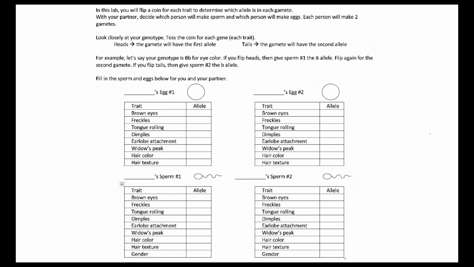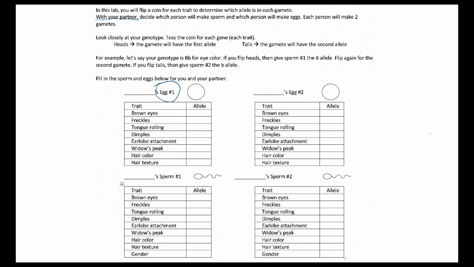Okay, let's go ahead and jump right into this document here. Now, the biggest thing that most people were saying they were having trouble with is that you need a partner for this assignment. So what do they do if they don't have a partner? It says right here, with your partner, make the babies together by flipping coins. But you don't necessarily need a partner. You can just do all of this yourself by flipping your own coin.